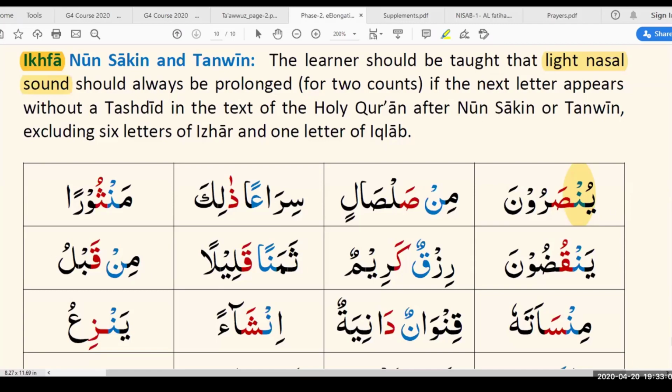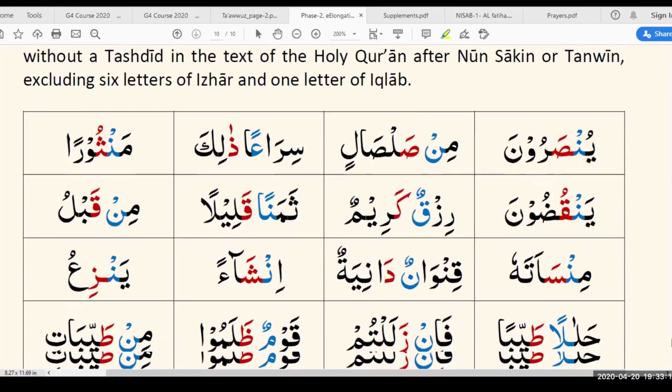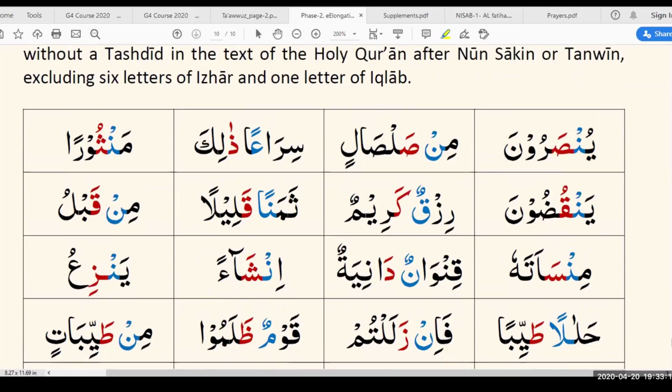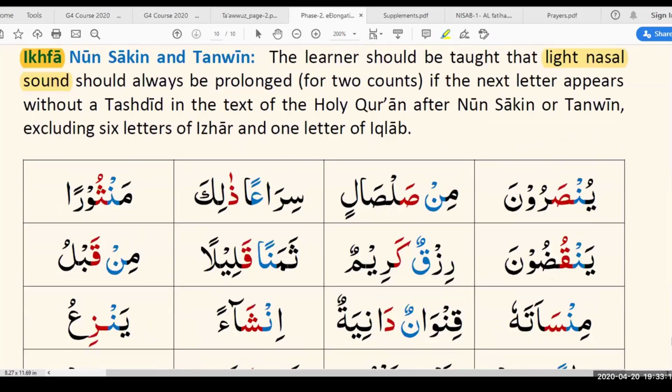So I've done the two first lines. I hope that it's made it a little bit clearer. Can I have the first student to practice this noon Ikhfa, please? Noon sakin and tanween Ikhfa. Yes, I will unmute L211.